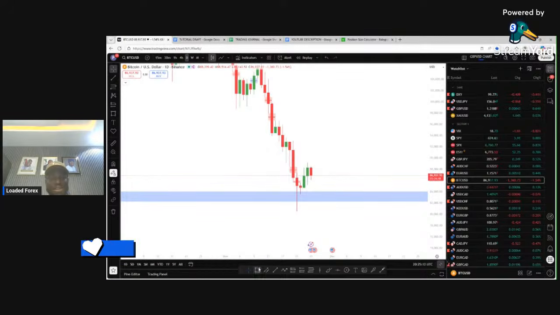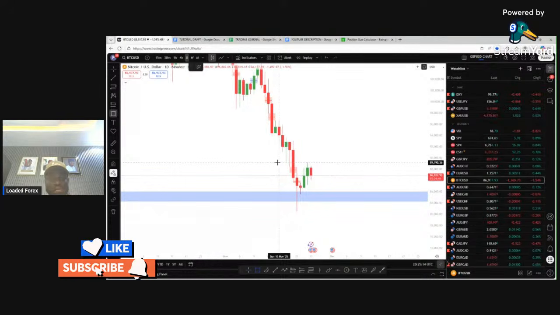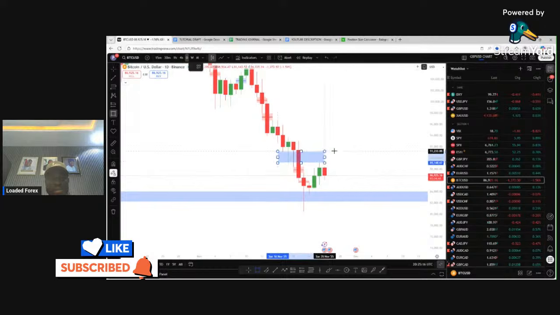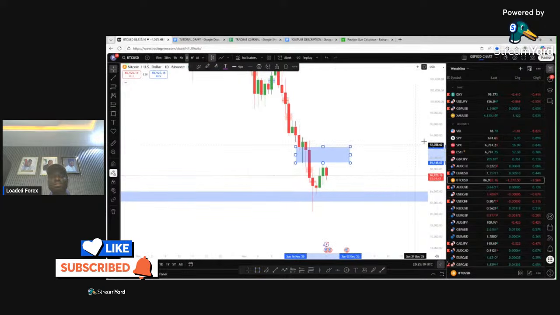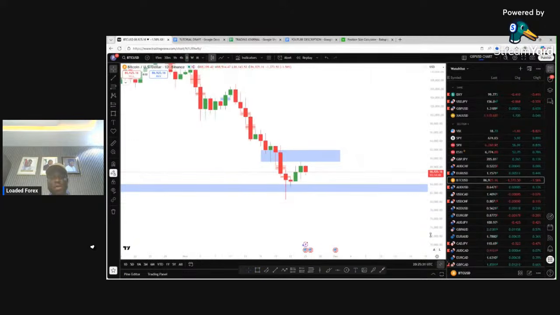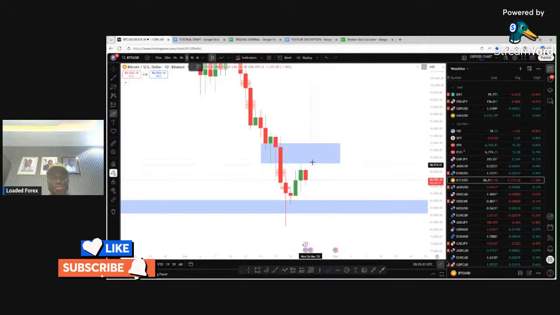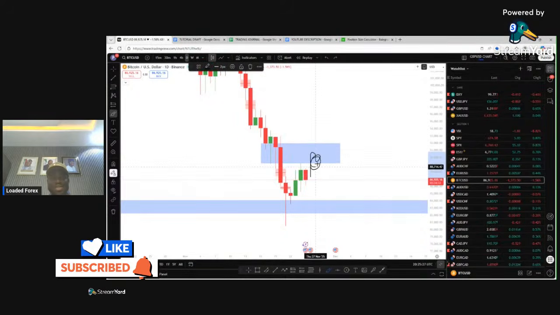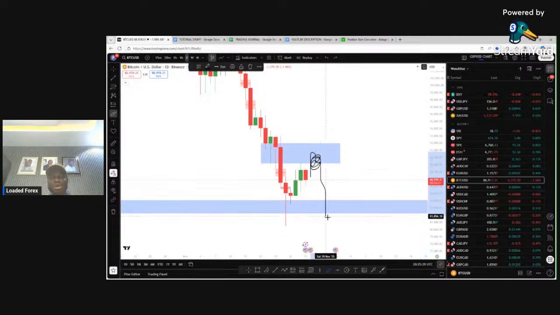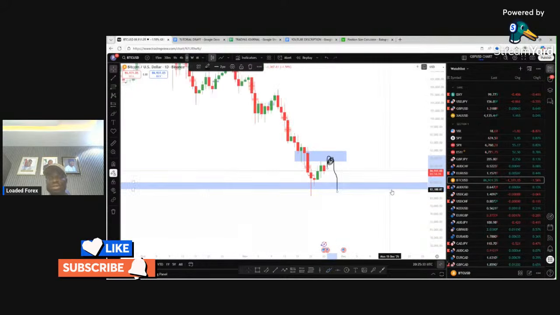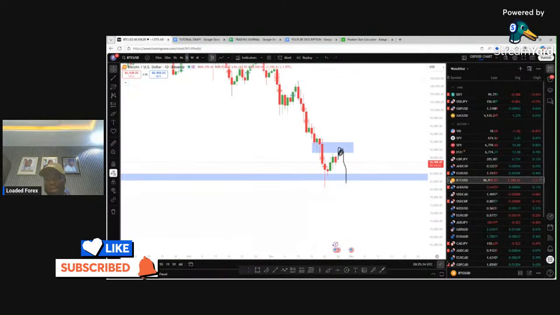Now we have another resistance key zone here. I'm covering the wick and the body of this resistance here, right? So what I want the price action to do now is to mitigate this guy. I want the price action to buy inside this zone here so that I can take a sell opportunity on BTC. So let's see the next pair.